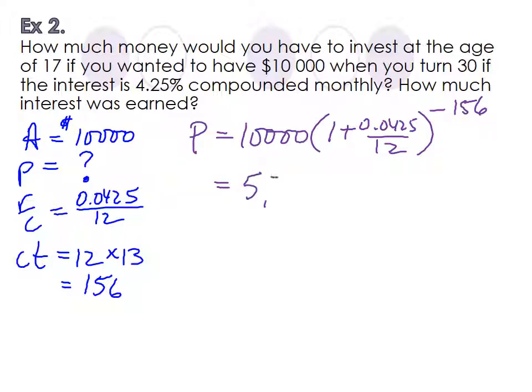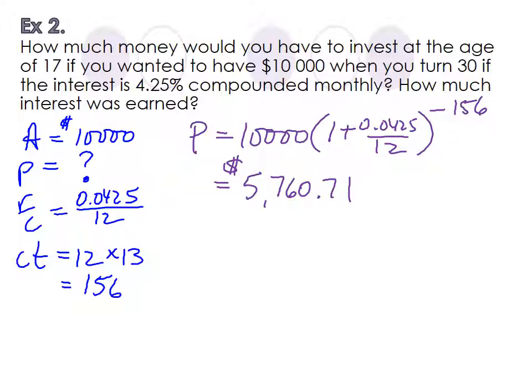So I get 5,760 and rounding, 71 cents. So if you wanted $10,000 at that interest rate and compounded monthly, you could invest 5,760 and change on your 17th birthday, and on your 30th birthday, you could collect $10,000.